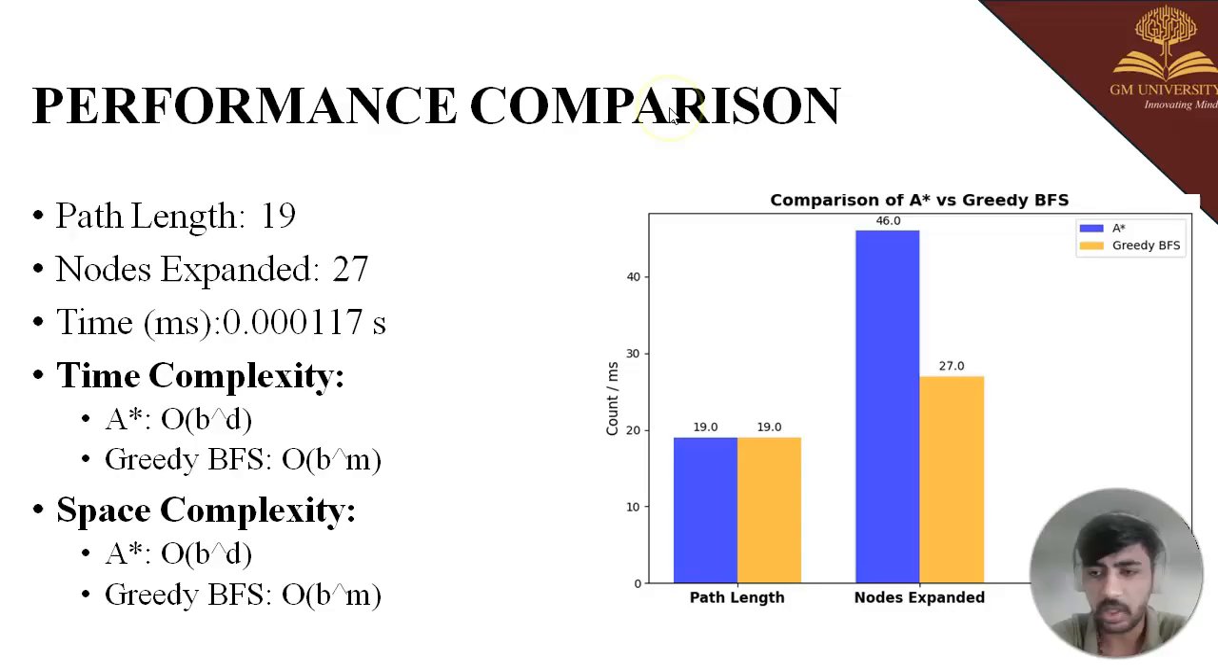So, performance comparison after running and after training the model. Over here you can see path length, nodes expanded, and time. This is of the greedy BFS, which is fast, but not that optimal. I've taken only one, which is greedy BFS. Path length is 19, the number of nodes expanded is 27, and the time taken is very little, just 0.000117 milliseconds. The time complexity and space complexity have also been calculated over here.